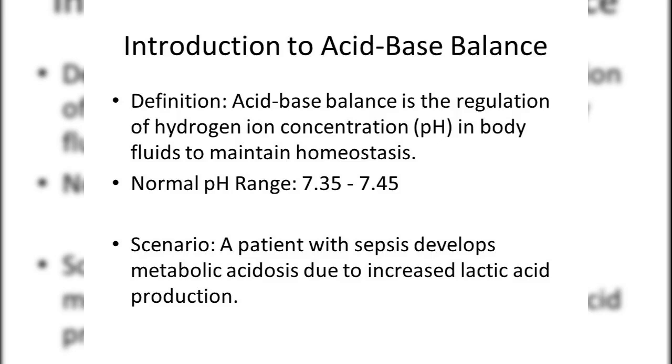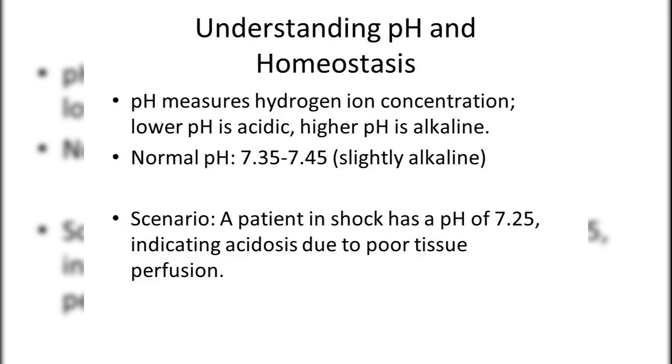Acid-base balance is the regulation of hydrogen ion concentration in body fluids to maintain homeostasis. The normal pH range is 7.35 to 7.45. For example, a patient with sepsis may develop metabolic acidosis due to increased lactic acid production. Understanding pH is crucial for maintaining homeostasis.